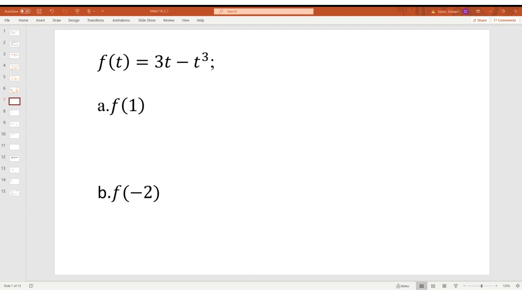Now let's do it together and see which one is correct. So this one is just 3 times 1 minus 1 cubed. So 3 times 1 is 3. Minus 1 cubed is 1 times 1 times 1, which is 1. So this equals 2. Excellent. So you guys got the first one right.